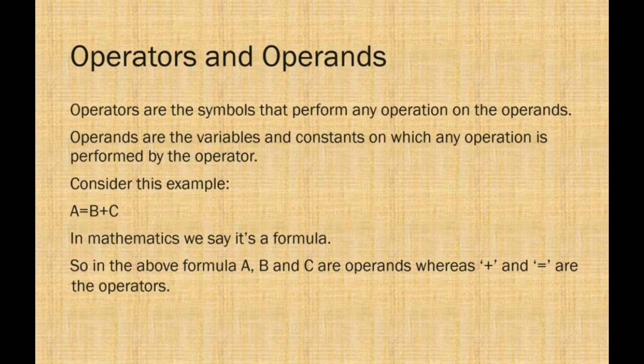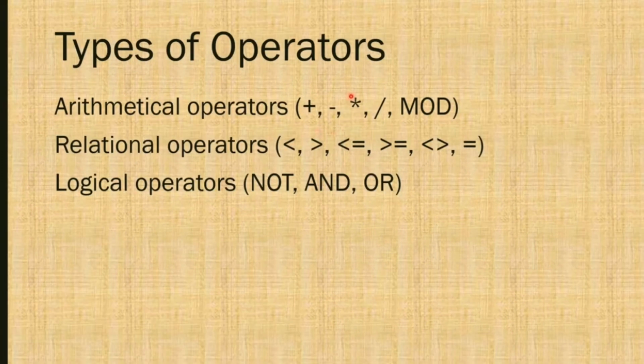Operators and operands. Operators are the symbols that perform any operation on operands. Operands are the variables and constants on which any operation is performed by the operator. Consider this example. As you can see here, A is equal to B plus C. In mathematics, we say it's a formula. So in the above formula, A, B, and C are operands, whereas plus and is equal to are the operators. So here you can see the types of operators: arithmetic operators, relational operators, logical operators. You can see here in arithmetic operators there is MOD, that means divide. Okay, you can note it down.